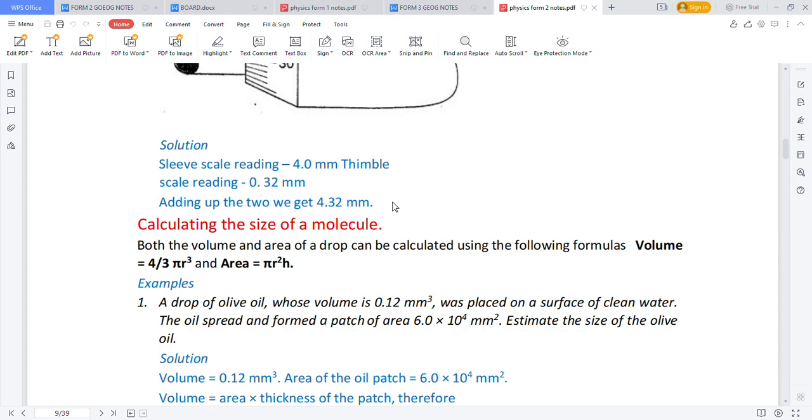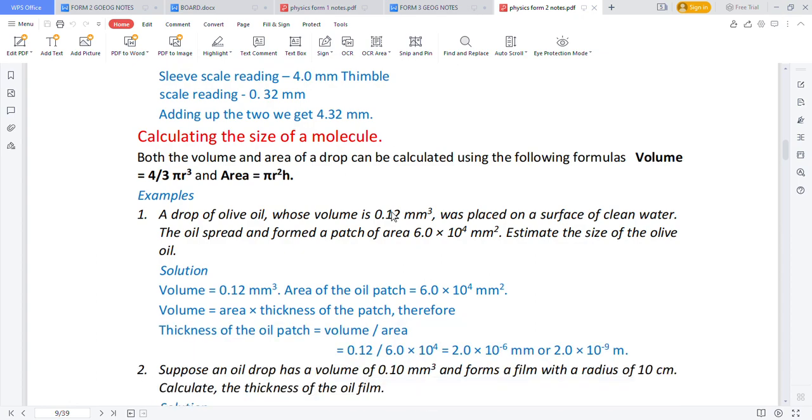Calculating the size of a molecule. That is now the oil drop experiment. Under the oil drop experiment, we'll be seeing the calculation, assumptions made, and uses of lycopodium powder. Why do we use that? The assumptions, we are going to see all that as we revise questions, so that we see more about how it is set. This is also another interesting part which is always being set.